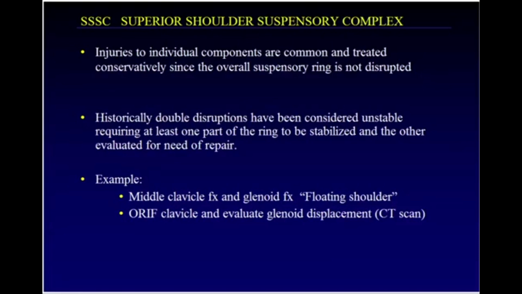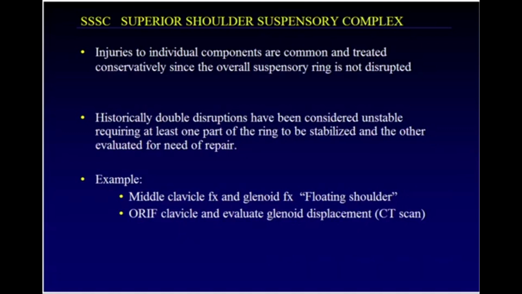Now, injuries to individual components of this complex are quite common and are best treated conservatively since the overall suspensory ring is not disrupted. So in other words, damaging one of these structures will not lead to disruption of the overall ring itself. However, double disruptions are ones that you need to pay attention to, and historically we believe that if you have a double disruption to this complex, that can lead to instability, and one part of the ring needs to be stabilized at least, and then the other part of the ring evaluated for repair.